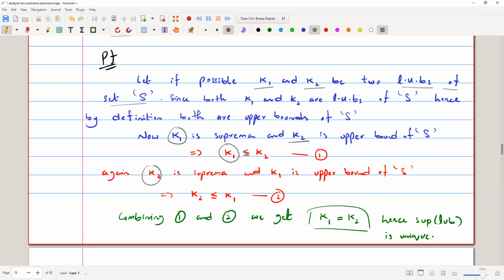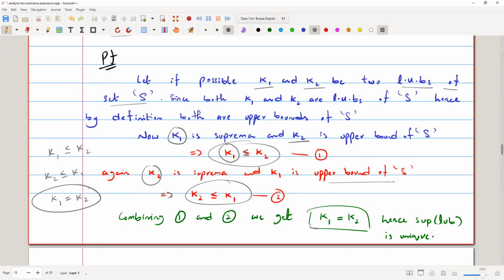And again, if we choose K2 as the supremum and K1 as an upper bound of S, the same situation holds for K2: K2 is less than or equal to K1, because K2 is the least upper bound and K1 is an upper bound. Therefore, if we combine these two statements, K1 is less than or equal to K2 and K2 is less than or equal to K1, then there is only one possibility, that K1 equals K2. Hence the supremum, or the least upper bound, is unique.